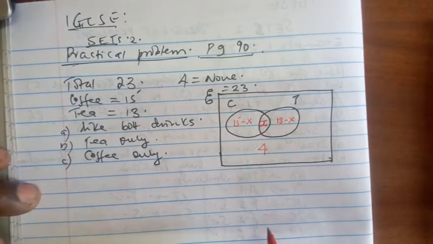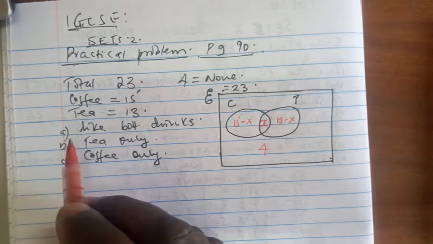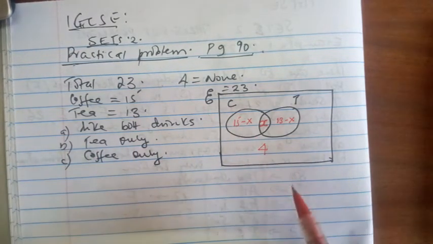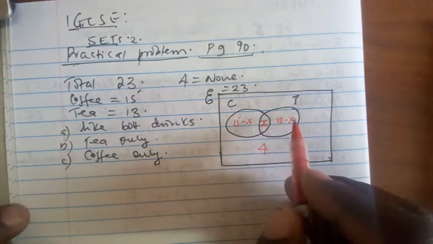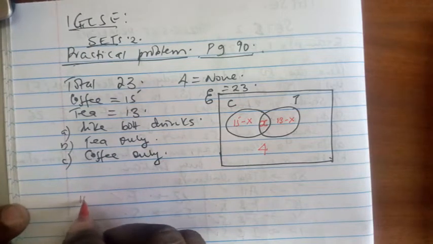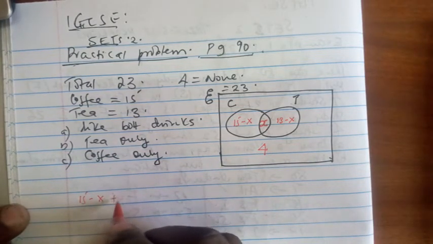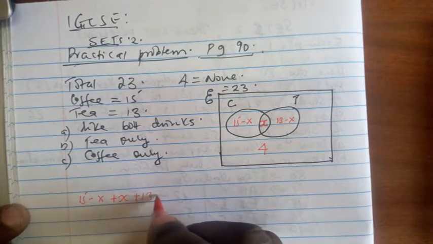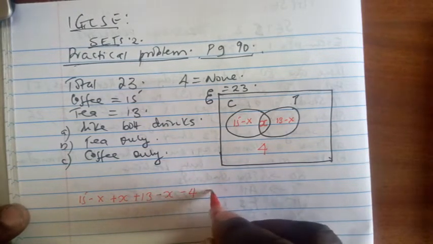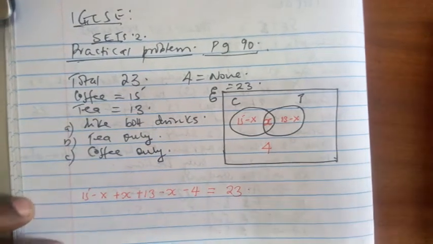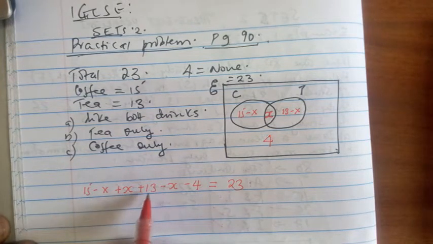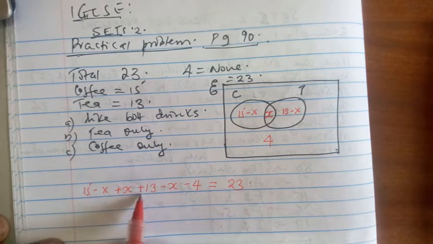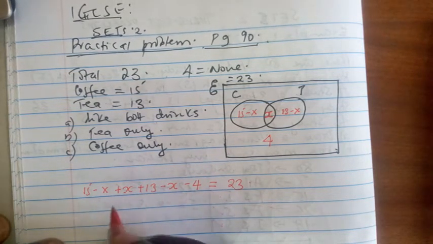So let's try to answer these questions. The number of people who like coffee, tea, or both, when we collect all the information, is 15 minus X plus X plus 13 minus X plus 4. We should get 23 entirely. And one thing we should do is collect the numbers: 15 plus 13, that is 28.